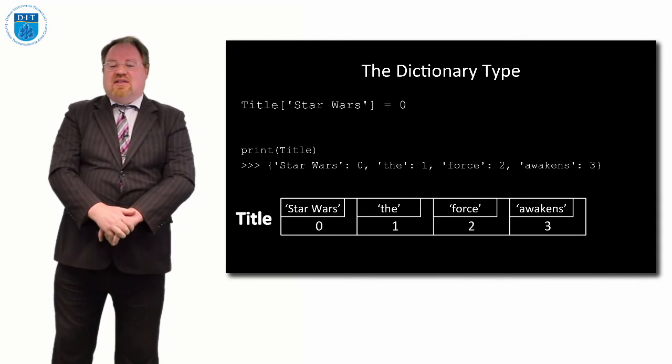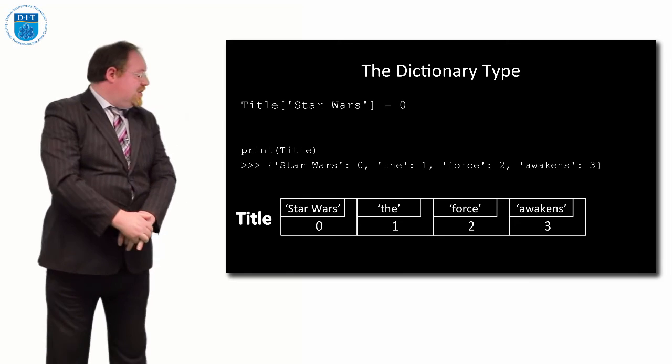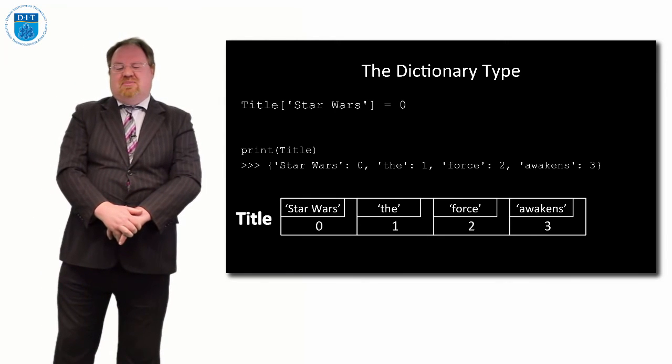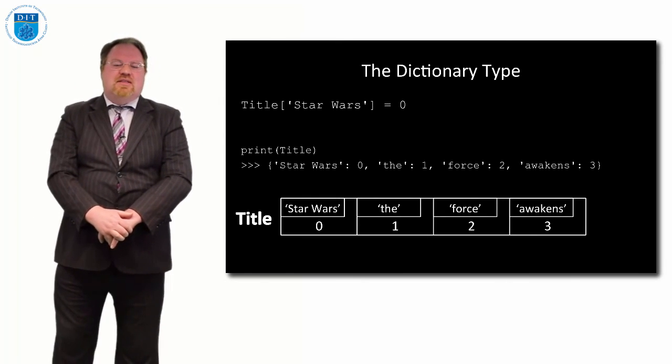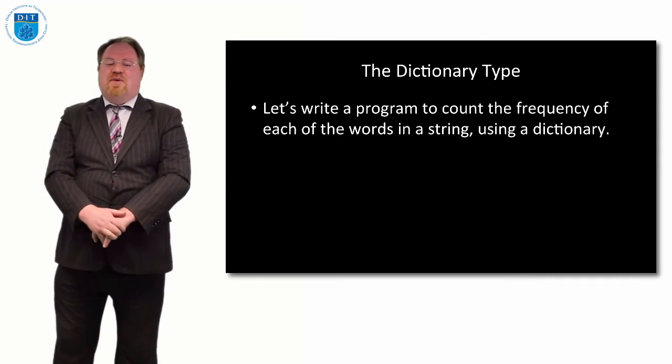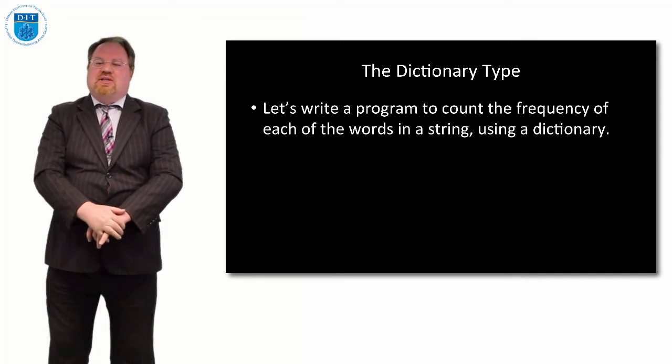It can be any values you like, really. The numbers don't matter there. It's not like it's putting them in order on the basis of numbers there. So let's write out a program to count the frequency of each word in a string using this dictionary type.